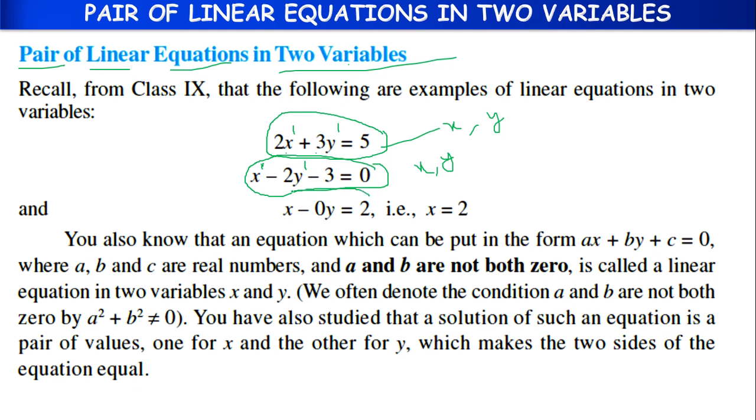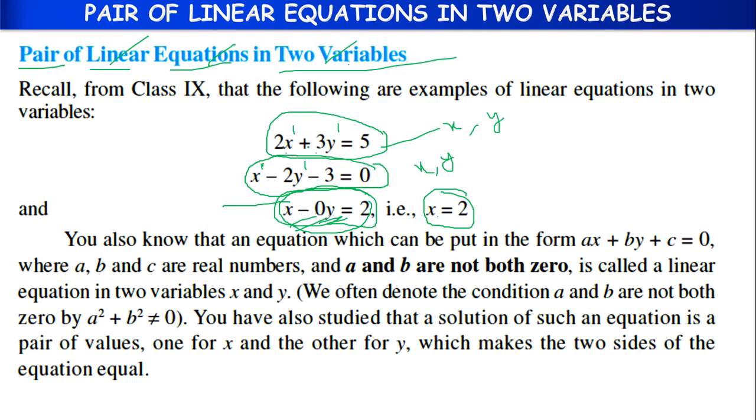Or x minus 0y equals 2, or x equal to 2. Because this 0y means there is no y, so we can write it as x equal to 2. If we take x equal to 2 in this form, then this also will be an example of a linear equation in two variables.